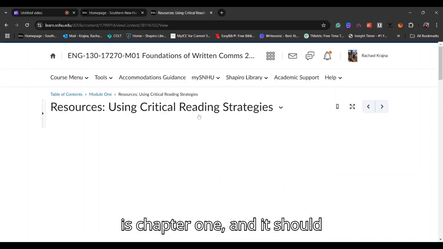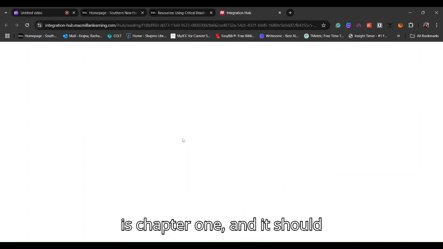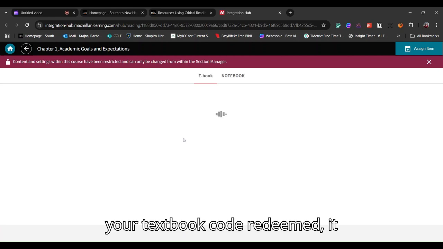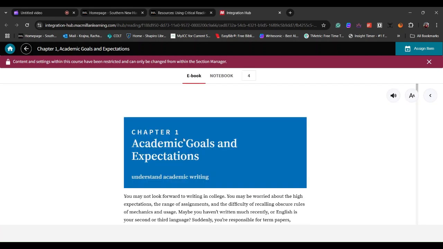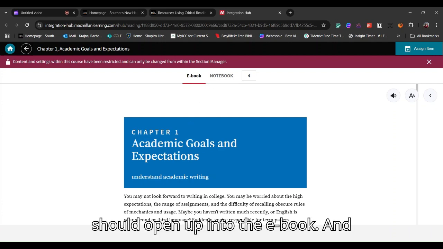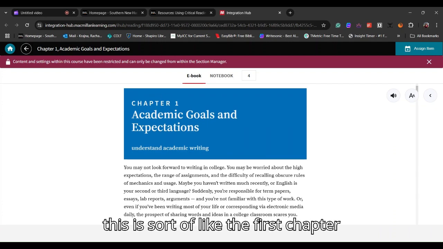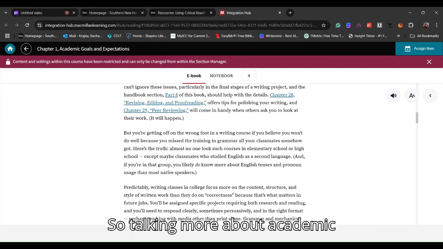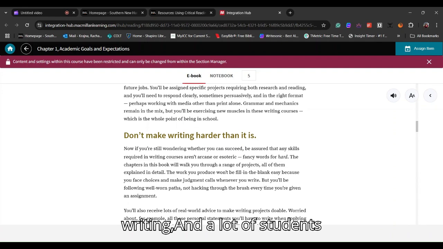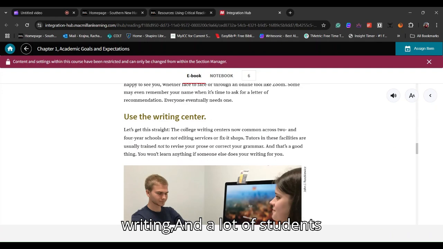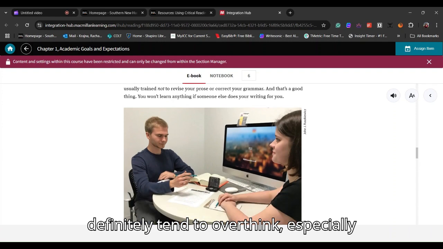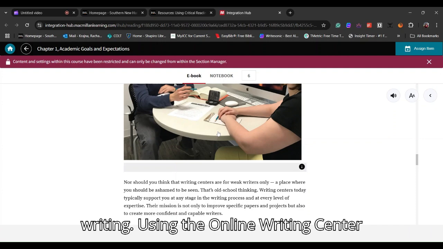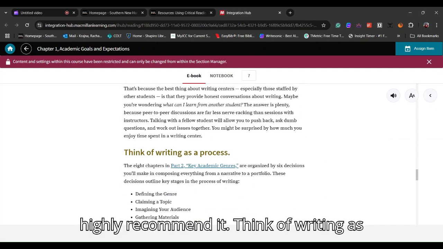Okay, so this is chapter 1. Once you have your textbook code redeemed, it should open up into the ebook. And this is the first chapter here, understanding academic writing. A lot of students definitely tend to overthink, especially when it comes to their first year of writing. Using the online writing center is such a great resource. I definitely highly recommend it.